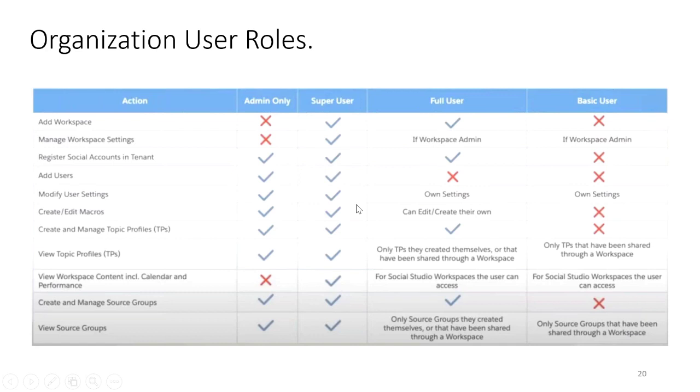From this slide, you can get the complete information on which user has what permissions. You can see here the super user has everything, but the admin only user has a few restrictions. The full user has some options, and the basic user has only view options, nothing other than that. But the super user is a power guy whom we need to use at every point.